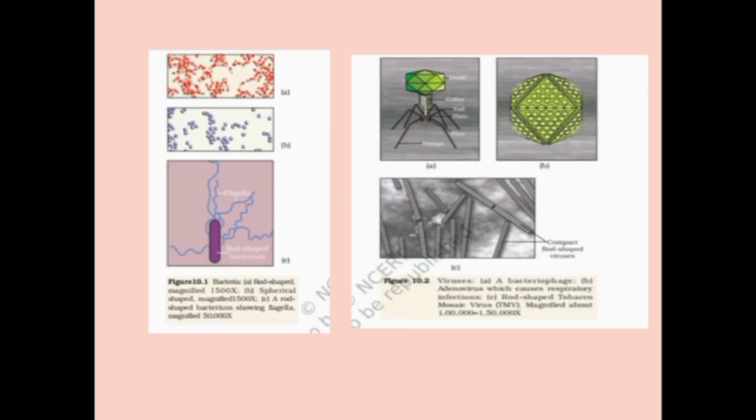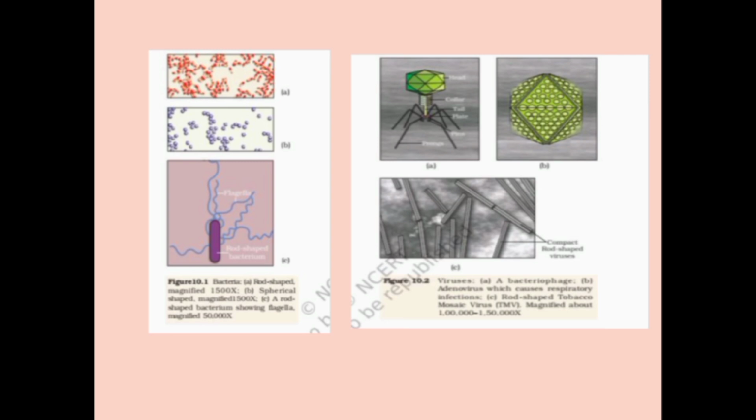Bacteria are grouped into different classes based on their shape. If the bacteria are spherical, they are called coccus. If they are rod shaped, it is called bacillus. And if the bacteria are comma shaped, it is called vibrio. And if it is in the spiral form, it is called spirillum.